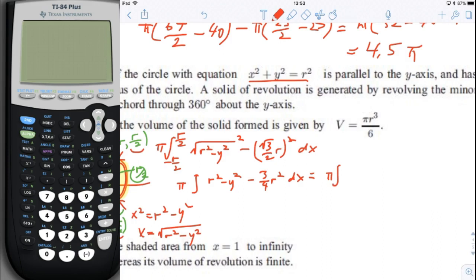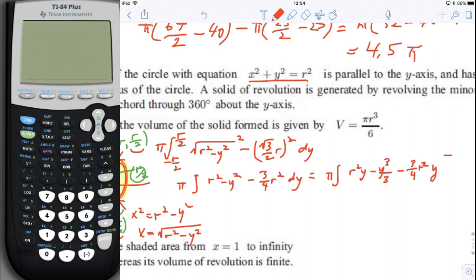So the integral of r squared is not r cubed over 3, because r is not a variable. The variable in this case is, I'm sorry, it's y, not x. Everything is in terms of y, right? So it would be r squared y, and then the integral of y squared would be y cubed over 3, and then the integral of negative 3/4 r squared. Remember, r is just a number, it's not a variable. So when I take the integral of this, I just add a y to it.